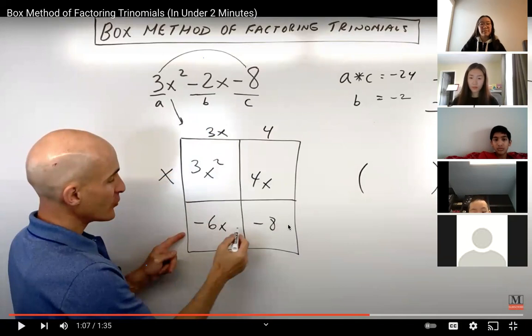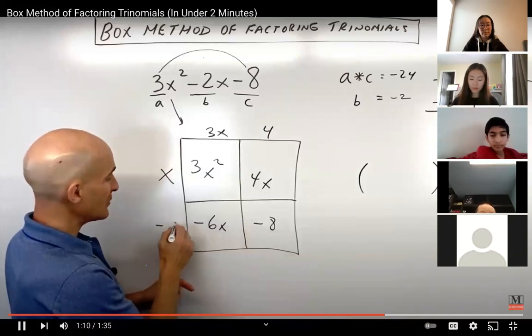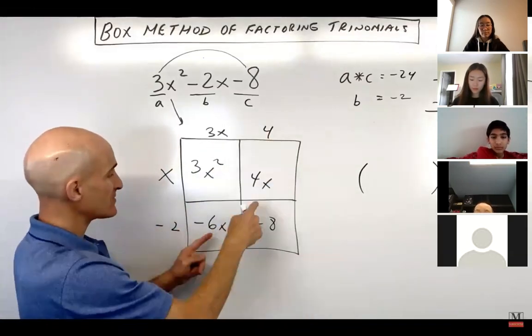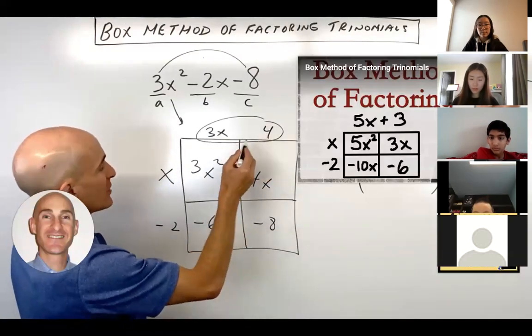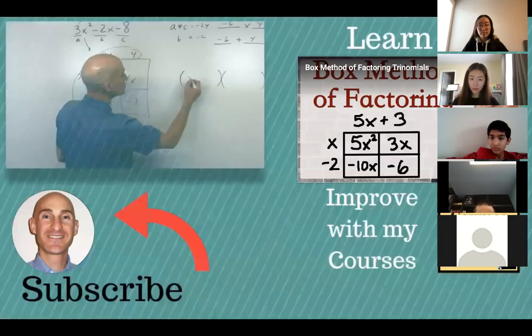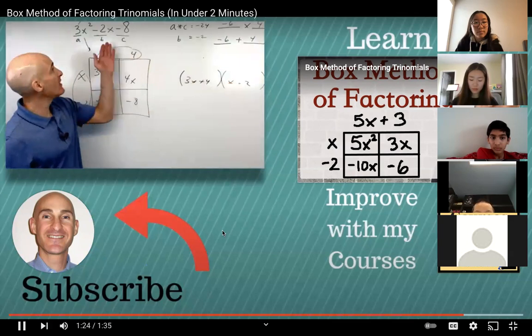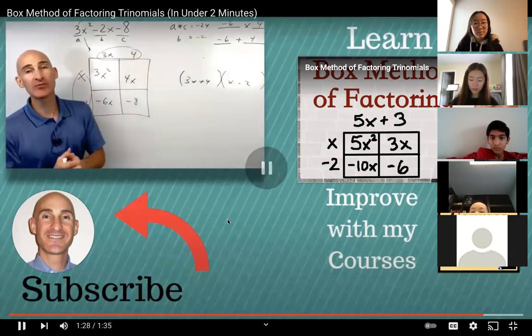Okay, and now the bottom two. What's the greatest common factor of those? Negative 2. The greatest common factor in this row is going to be negative 2. And you can see 3x times negative 2 is negative 6x, 4 times negative 2 is negative 8. And now we have our two factors: 3x plus 4 and x minus 2. You can multiply these out and verify that it gives you back the original trinomial. If you want to see more examples.